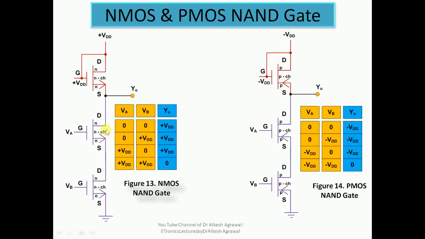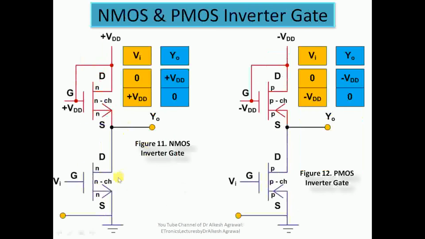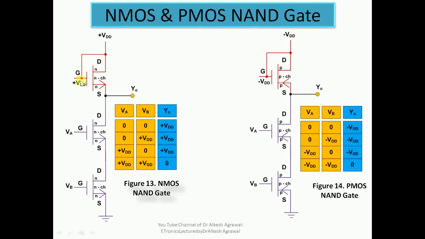So here what you can see, in a NAND gate we have another transistor cascaded to it. In this structure we have connected another transistor with this. We have this transistor acting as a load, always connected to plus VDD. So we have one transistor, again connected to a second transistor. All three are connected in cascaded form. We have two inputs, VA and VB.